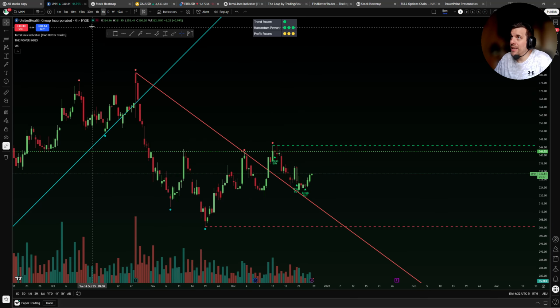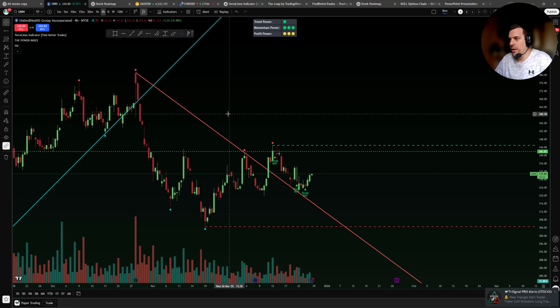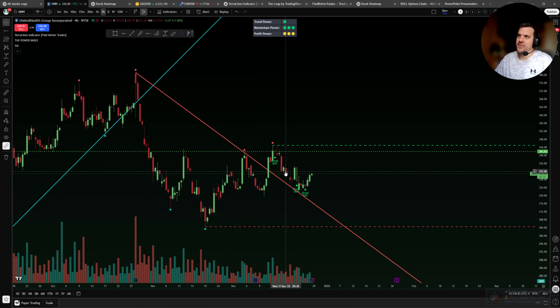The first thing I like to do is go all the way up to the 4-hour chart. The 4-hour chart, to me, has the best bang for the buck as far as trend lines go. You can use daily or weeklies, and weekly trend line breakouts are insanely good, but they take quite a bit of time. I actually like the 4-hour.